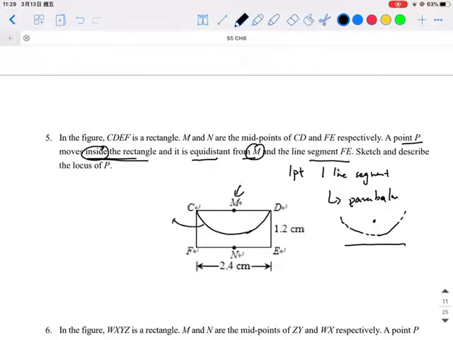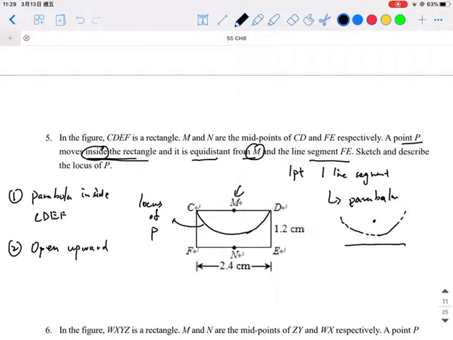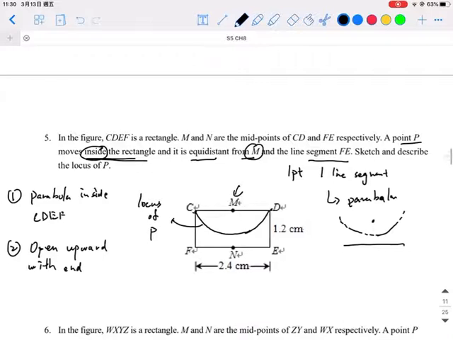So this is the locus of P. How can I describe it? The first is a parabola inside rectangle CDEF. This is the first, and the second is that it opens upward with endpoints, because we have endpoints C and D. Okay, we finished number 5.